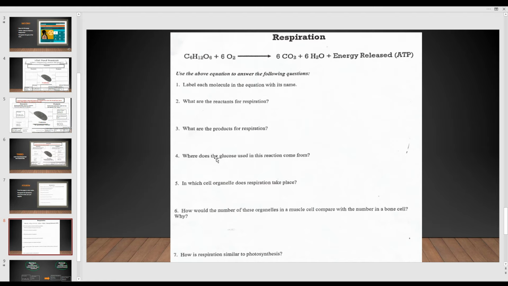Now think back, where does the glucose come from? Who made this for us? And what process makes or produces this glucose? In which organelle does cellular respiration take place? Look back at your notes. Which little cell organ does this respiration take place within? And how would the number of these organelles in a muscle cell compare with the number of a bone cell, and why?